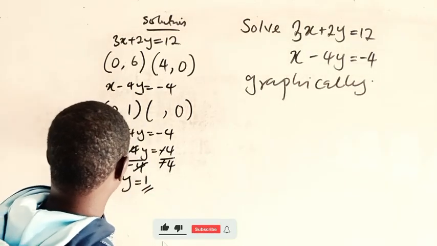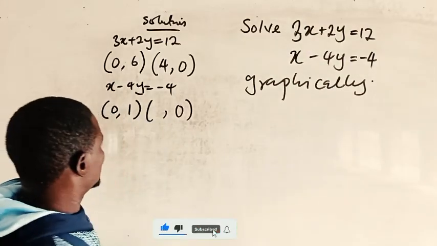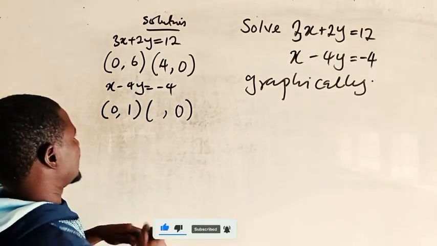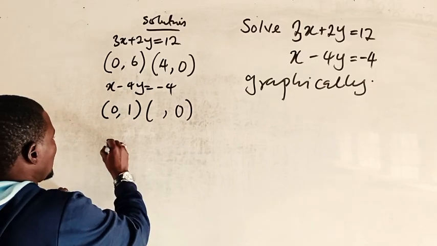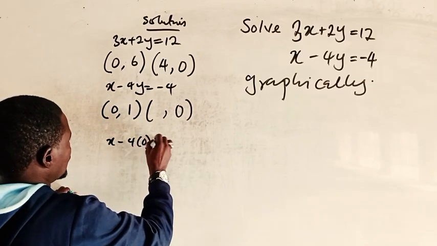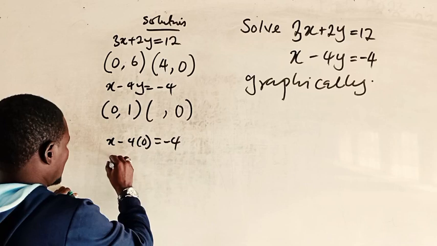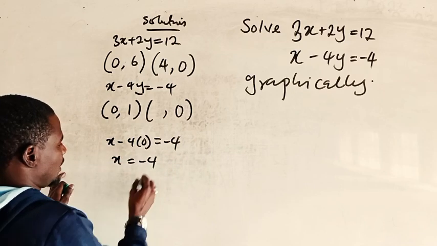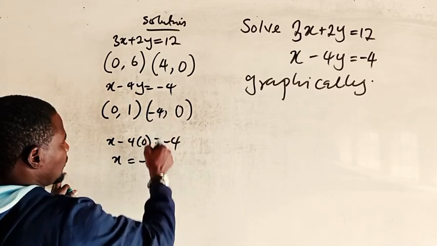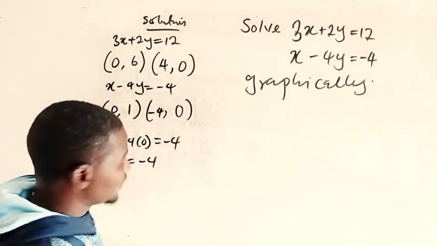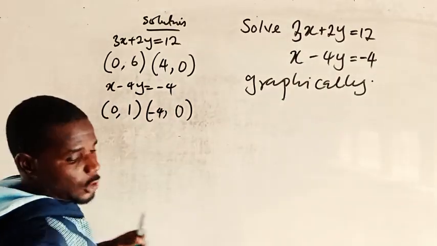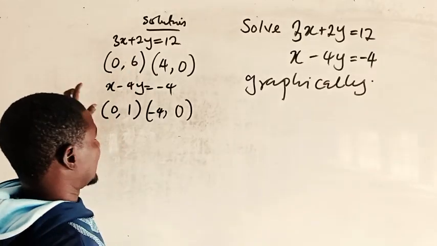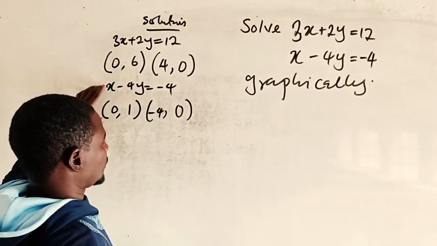So as we already got the value of y, we now move to find the value of x when y is 0. In this very equation, we have x minus 4 bracket 0 equals to minus 4. Automatically, x equals to minus 4 because minus 4 times 0 is 0, so nothing. X is minus 4. Here is going to be minus 4. Now, we have already gotten the coordinates of the two lines. This is the first line and this is the second line.